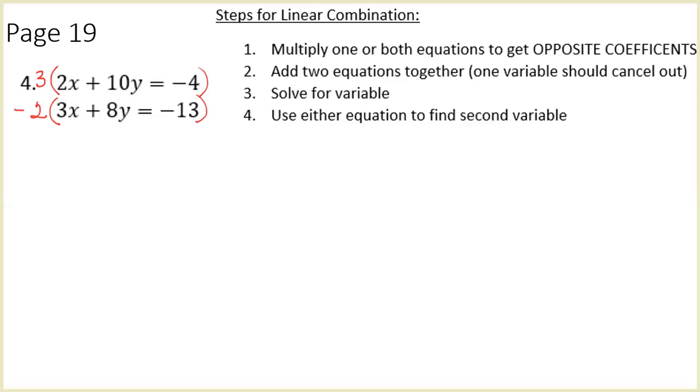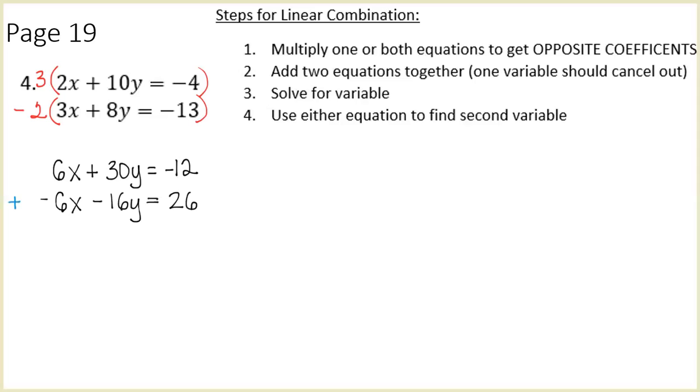So when I multiply that first one by 3, that gives me 6x plus 30y equals negative 12. So 3 times 2 is 6. 3 times 10 is 30. 3 times negative 4 is negative 12. Now let's take our second equation and multiply it by negative 2. Negative 2 times 3 is negative 6. Negative 2 times 8 is negative 16. And negative 2 times negative 13 is a positive 26.